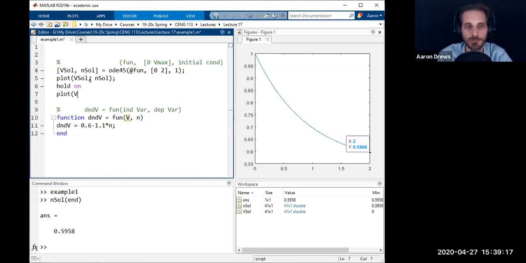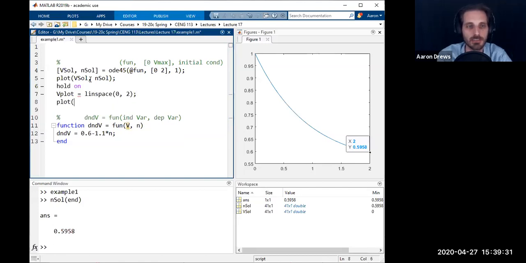So we can also compare this to our exact solution. If we want to plot this, say from 0 to 2, we can say plot v plot. And if you look back to the previous written notes, you'll see that the exact solution was 0.6 plus 0.5 times the exponential of minus 1.1 times v, and then all of that divided by 1.1.